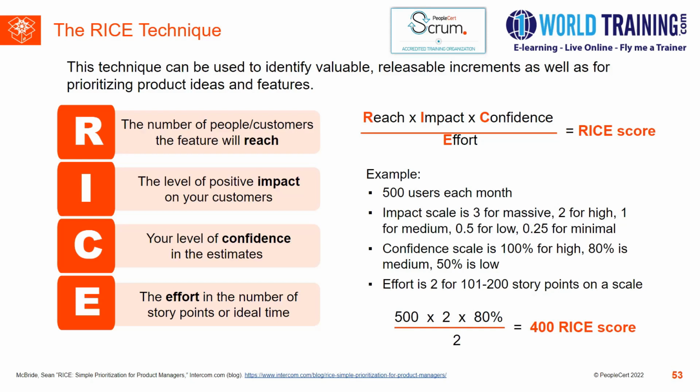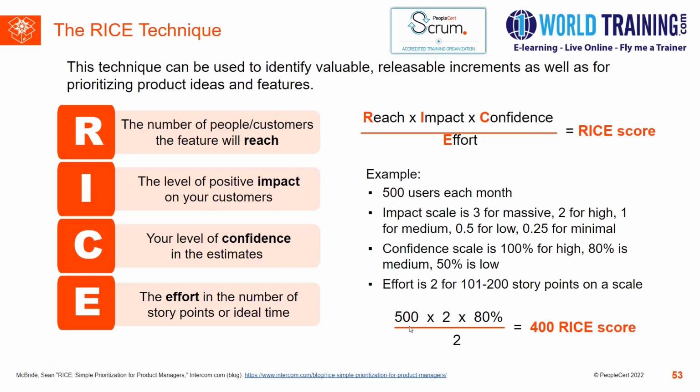For I, as an impact scale, if these product ideas or features have a massive impact, we can give them a scale of 3. If it has a high impact, you can make it 2. If there's a medium impact, you can make it 1. If there is a low impact, it is 0.5. And if it is a very minimal impact, you can make it 0.25. So let's assume in our case there is a high impact, so we give a score of 2.